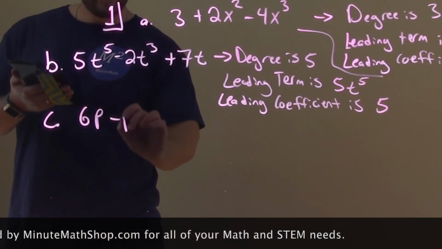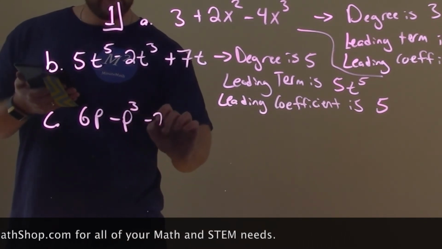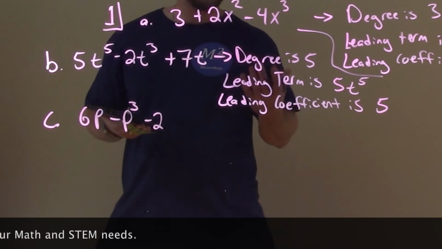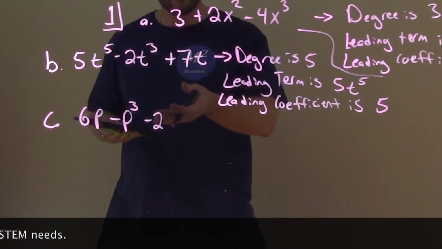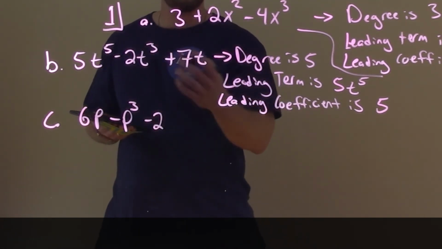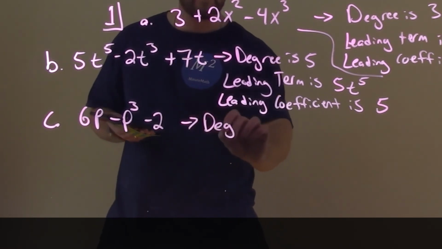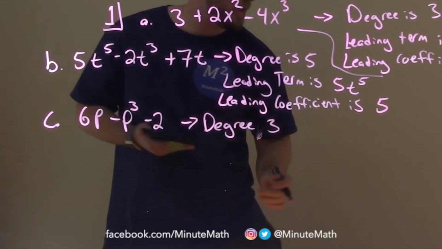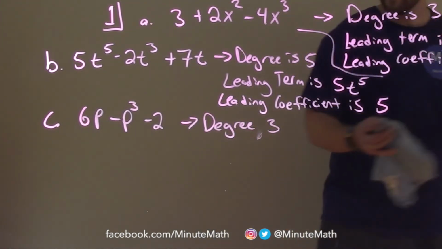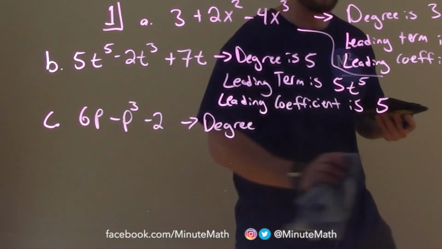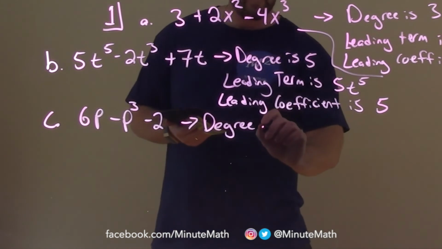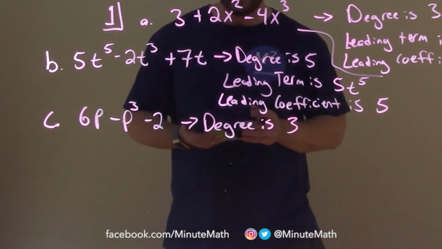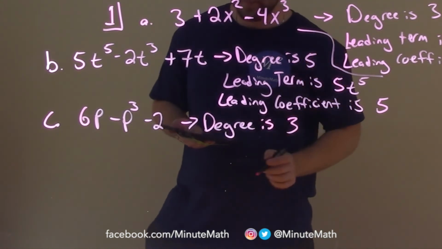6p minus p to the 3rd power minus 2. Okay, so what is our highest exponent on a variable? That's going to be right here, that 3. So we have a degree of 3 here. Our degree is 3. I always get a little erasing here. The only problem is my 5s look like my s's. Okay, that's a 5.